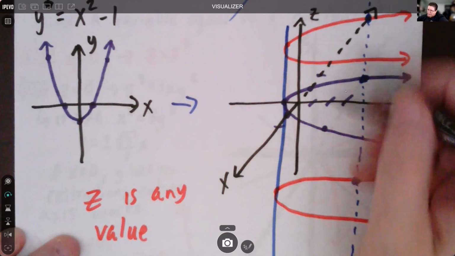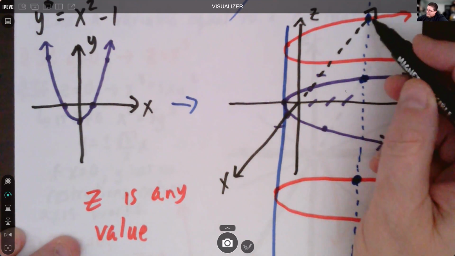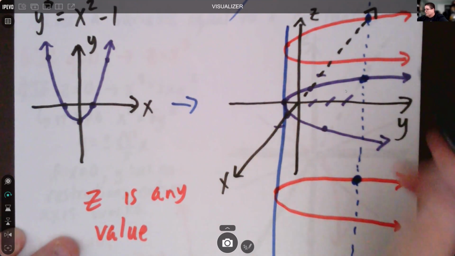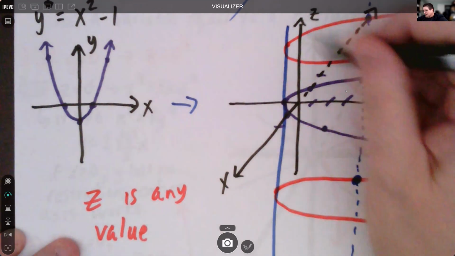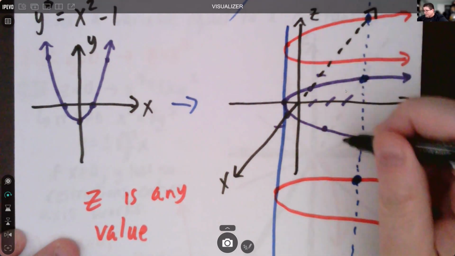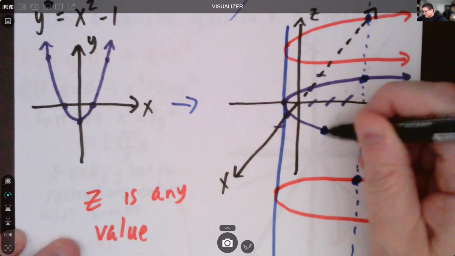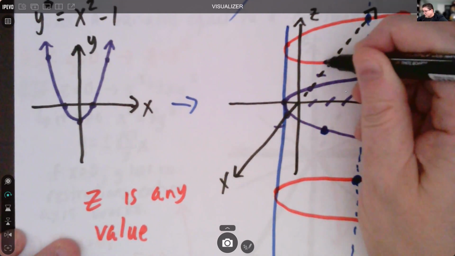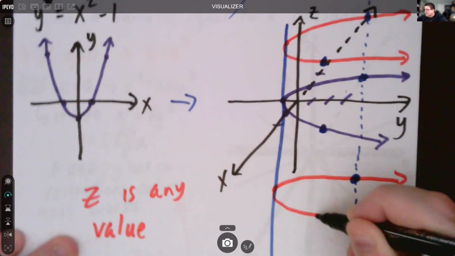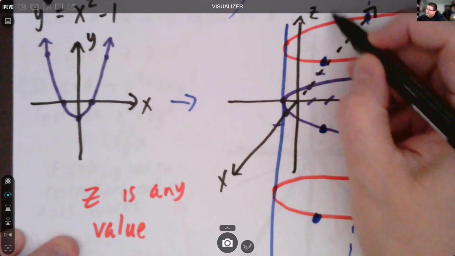Which unfortunately just so happened to coincide with the x-axis, which I should have chosen a different point. Then I could choose another line. I've got a dot here. Let's make the equivalent up here and down here, and connect those as well.